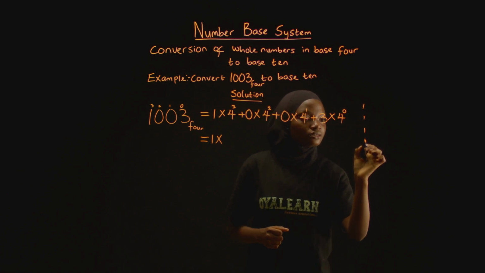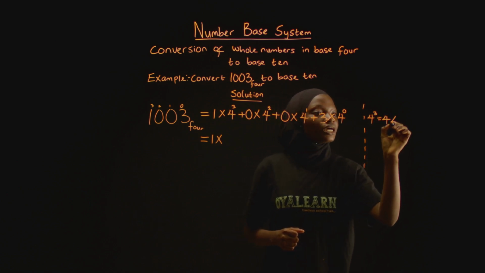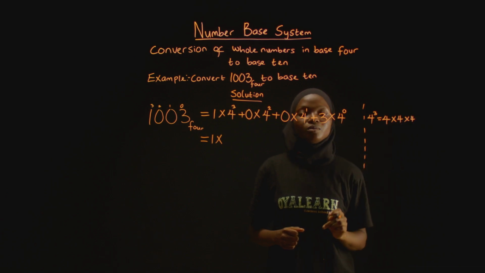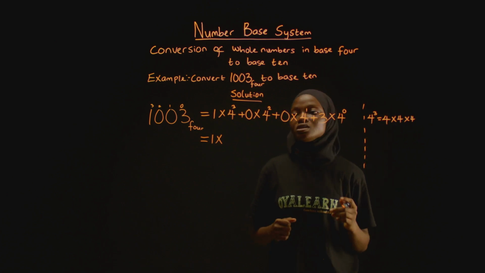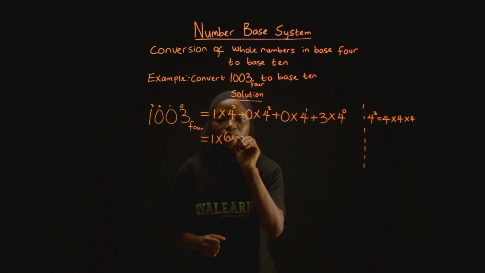Let's do that at the side. 4 raised to the power of 3. That means 4 times 4 times 4. 1, 2, 3. 3 places. So 4 times 4, that's 16. 16 times 4, that gives us 64. So that means 4 raised to the power of 3 here is 64.